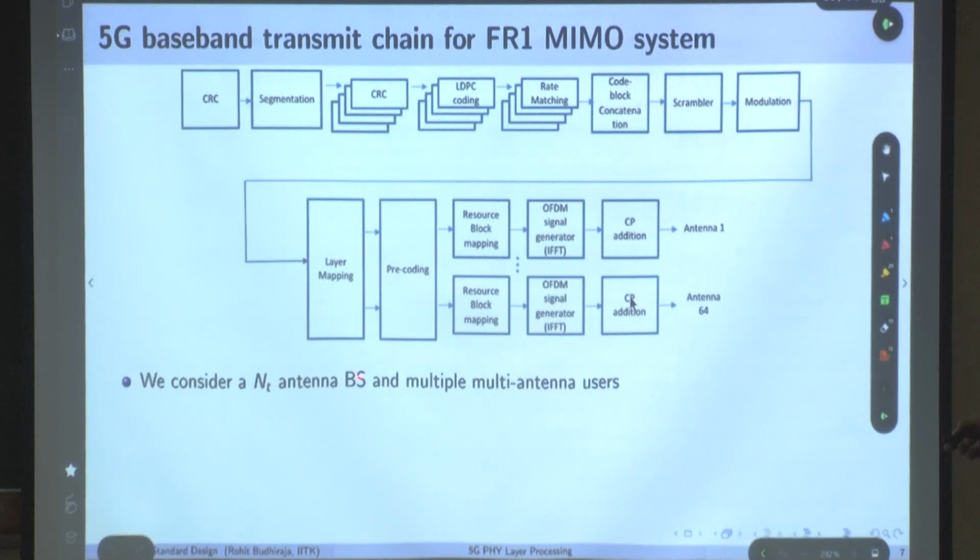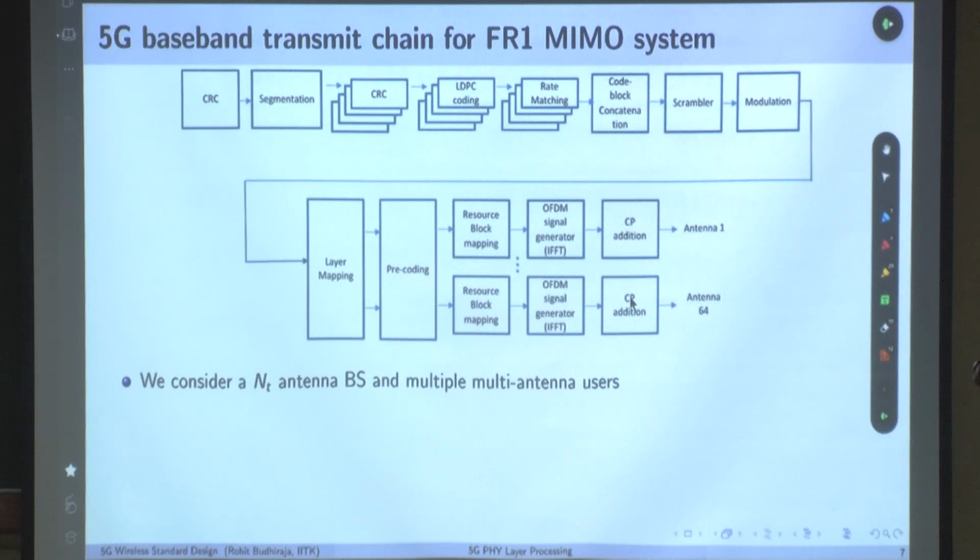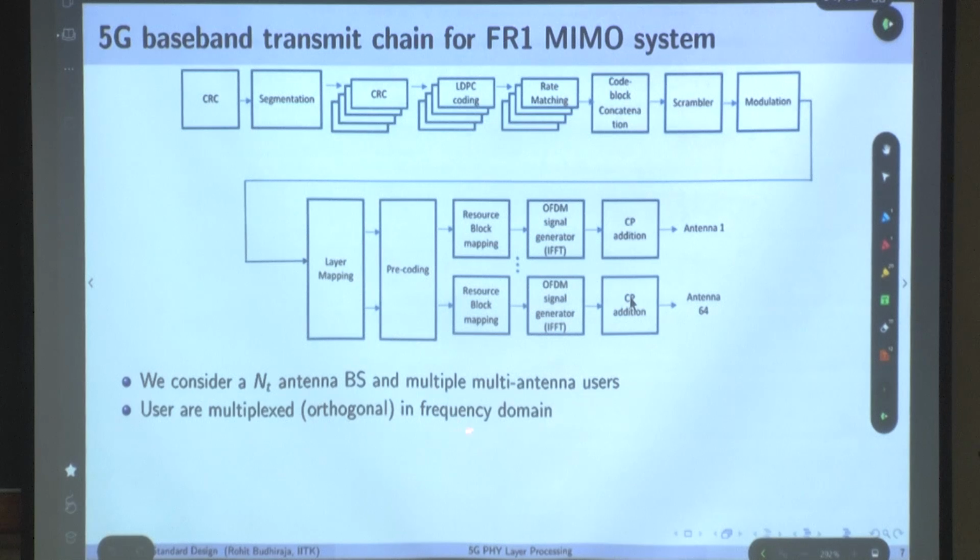We consider a multi-antenna base station and multi-antenna users. What are we saying from SISO? Where are we moving now? A base station with multiple antennas, and each user has multiple antennas, and there are multiple such users. So users are multiplexed again in the frequency domain.